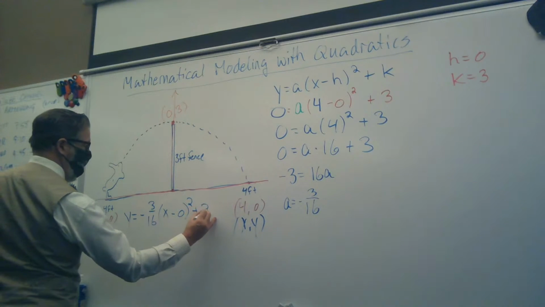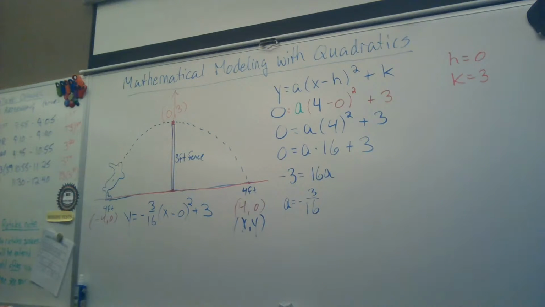squared plus 3. Do I need to write the minus 0? It's understood. I could just as easily just write x squared. But I think that's a good reminder that the vertex is at 0, 3. Questions? Let's do another one.